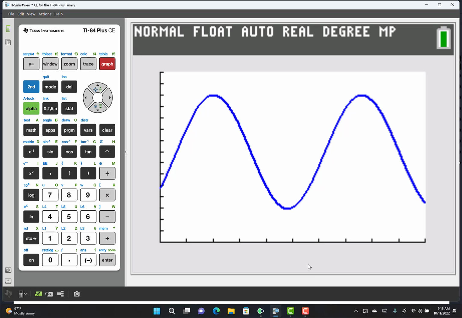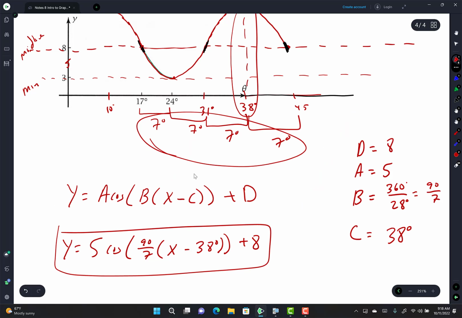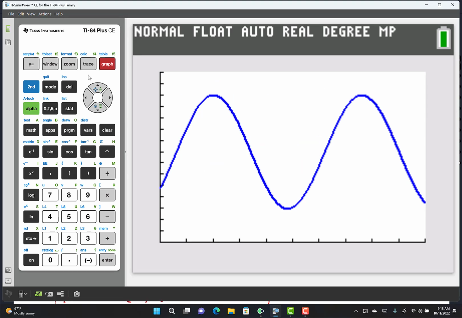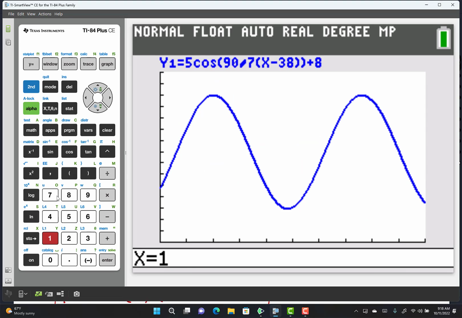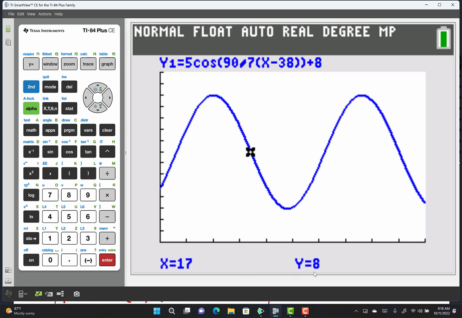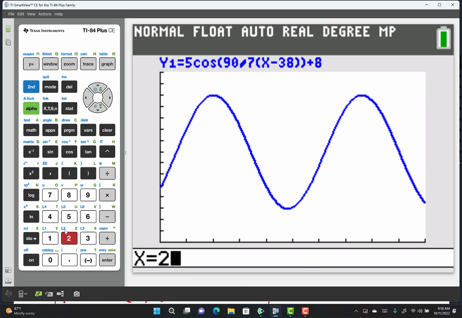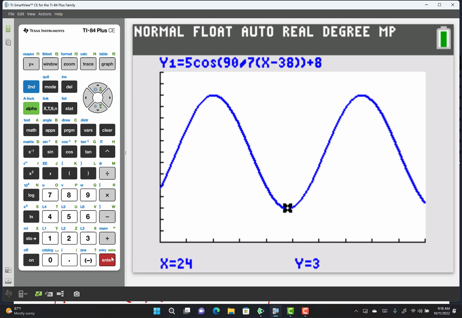Let's see if we're correct. I know for a fact that at 17, I better be at 8. So trace 17. Enter. Yep, it's at 8. I know for a fact that at 24, I better be at 3. So I just push 24. Enter. Yep, it's at 3. It works.